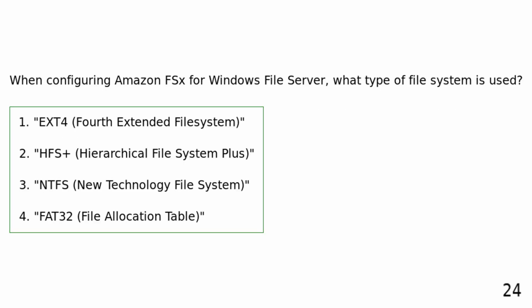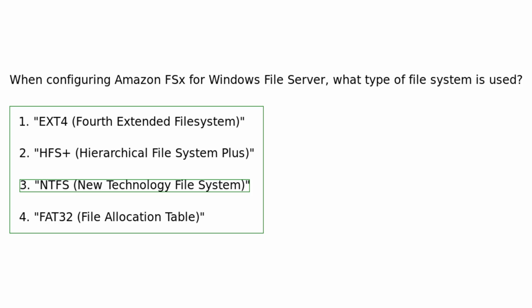When configuring Amazon FSx for Windows File Server, what type of file system is used? Ext4. HFS Plus. NTFS. FAT32. Amazon FSx for Windows File Server uses NTFS for its file system.